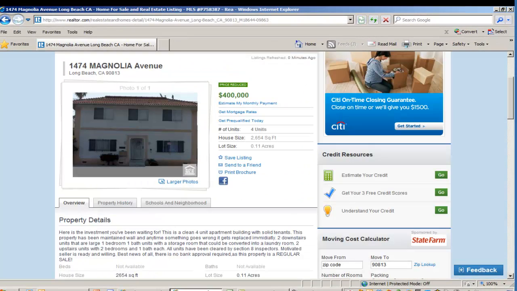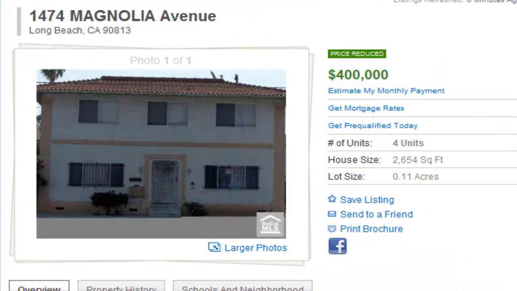So I went over to Long Beach, California, where one of our OwnAmerica certified agents, who's become a friend of mine, operates. He's taught me a lot about Long Beach, and I randomly chose a 4-family house in Long Beach, California, 1474 Magnolia Avenue. The asking price of this property is $400,000.